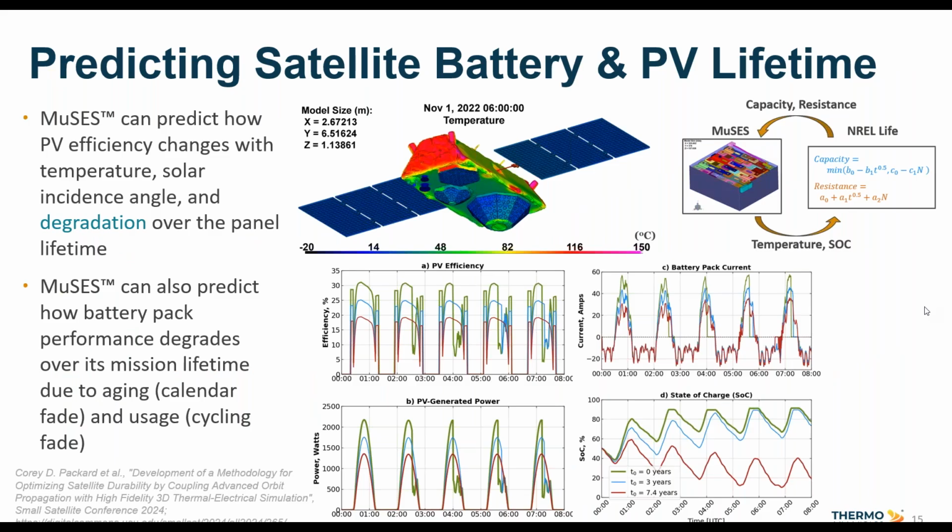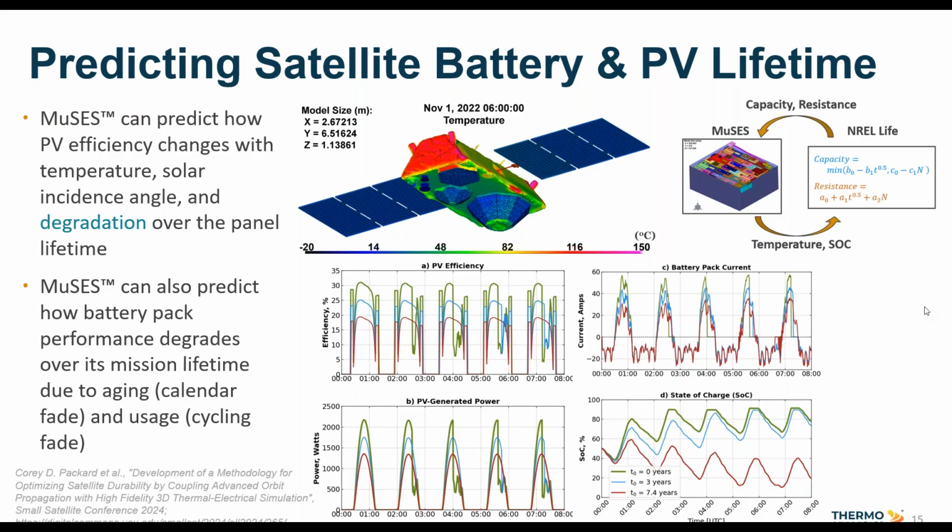Okay, so as I mentioned earlier, we can also predict and incorporate things like battery lifetime and solar panel degradation. And so here we see that MuSES can predict how the solar panel efficiency changes with things like panel temperature, which I described before, solar incidence angle, and also the degradation of the solar panel over its lifetime. And in addition to this, MuSES can predict how battery pack performance degrades over the lifetime of the mission as well. And that's due to two primary factors.